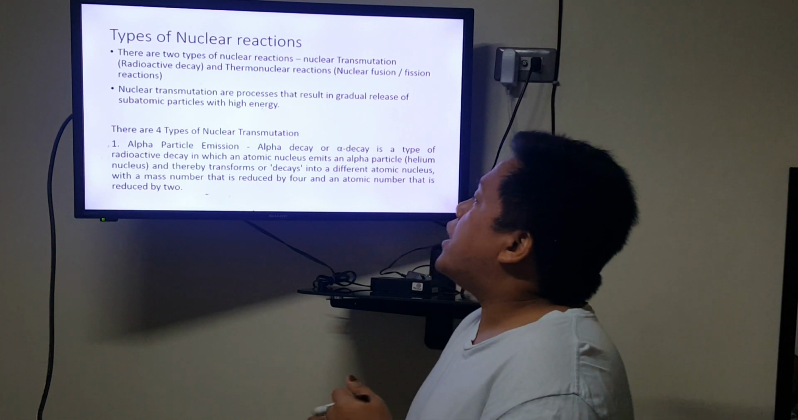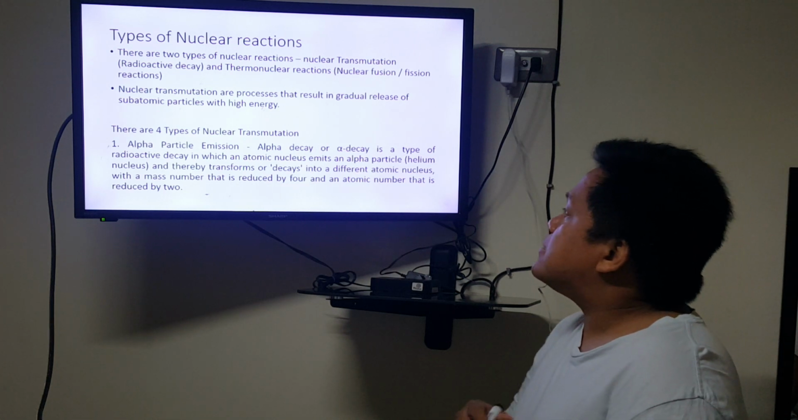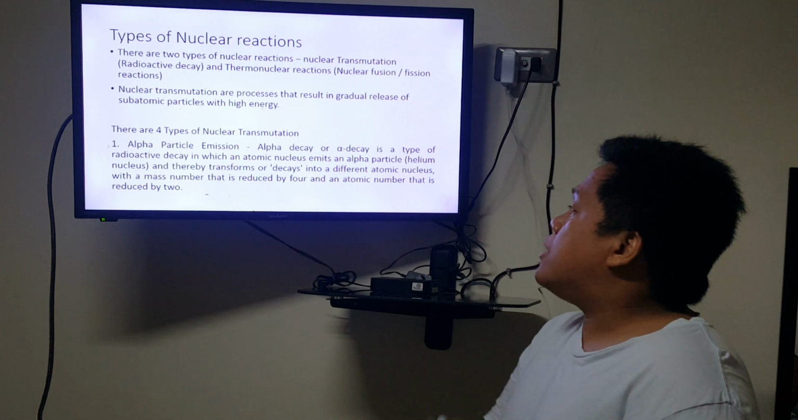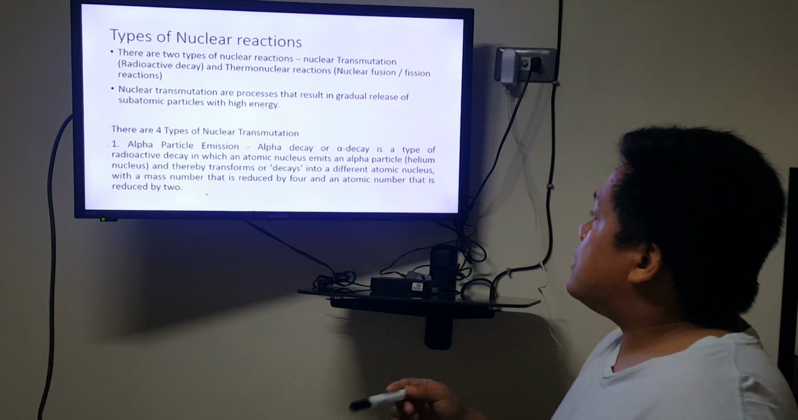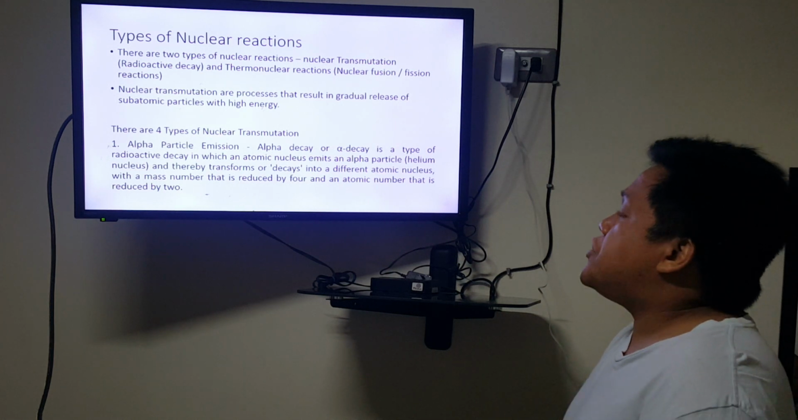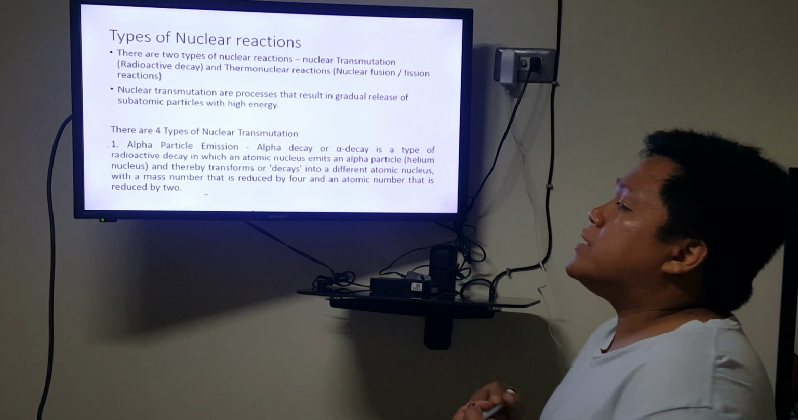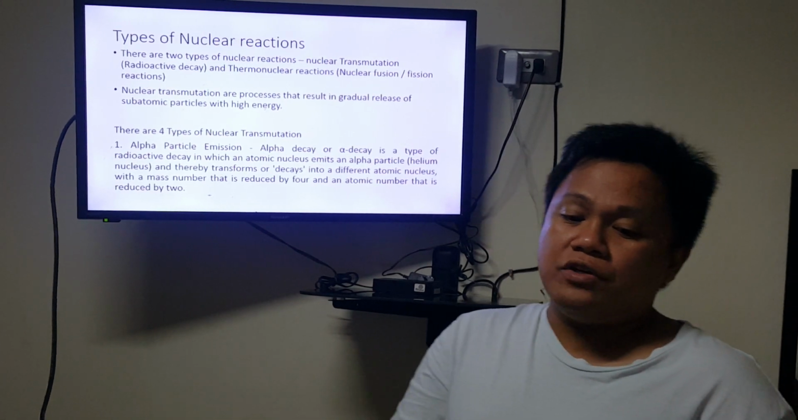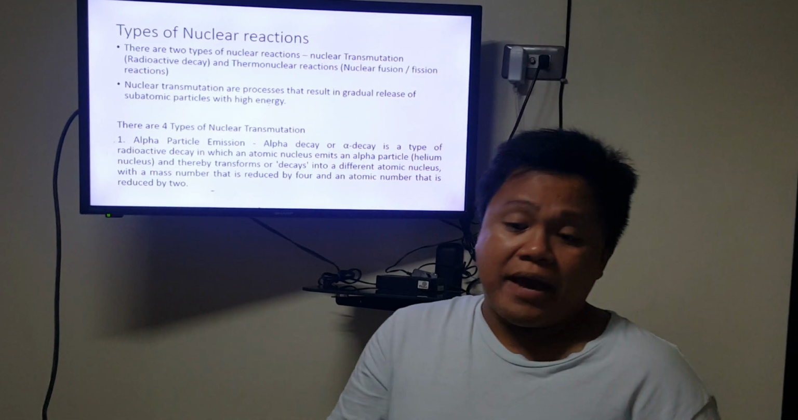Number one is alpha particle emission. Alpha decay is a type of radioactive decay in which an atomic nucleus emits an alpha particle, which is a helium nucleus, and thereby transforms or decays into a different atomic nucleus with a mass number that is reduced by 4 and an atomic number that is reduced by 2.